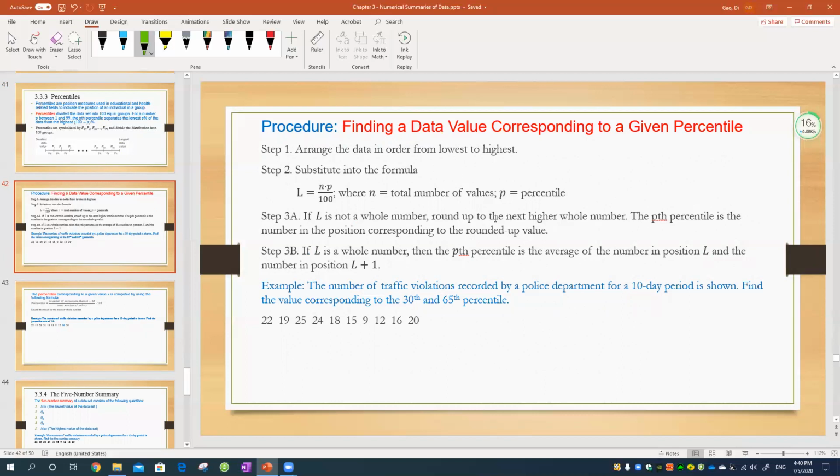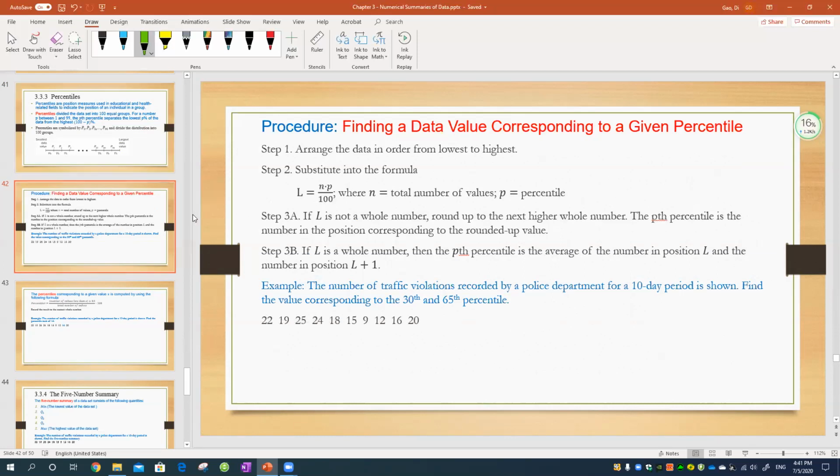And then also 3 steps. Step 1, we're going to arrange the data in order from lowest to largest. And step 2, we're going to look at the position and then check whether the position is a whole number or not. So now let's use this example to check this procedure to calculate the data value corresponding to a given percentile. So still the same data set.